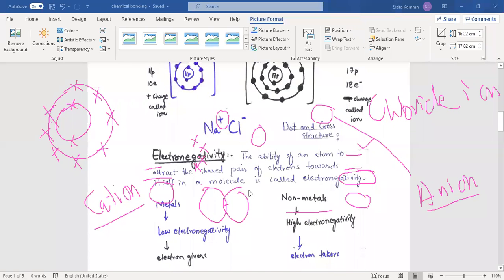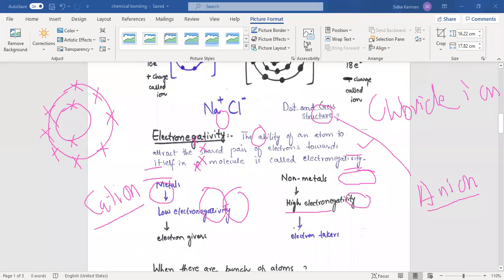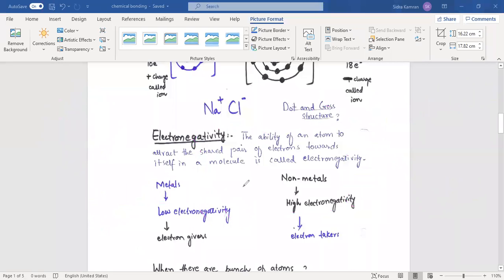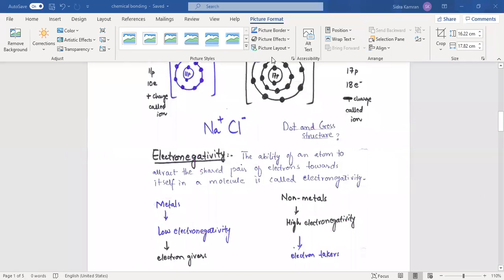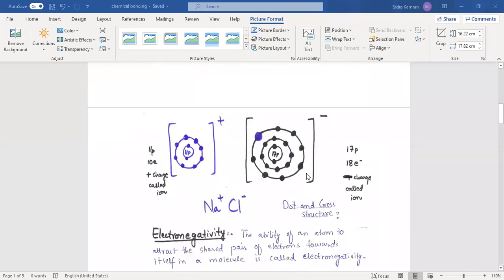What is electronegativity? Electronegativity is basically the ability of an atom to attract a shared pair of electrons towards itself in a molecule. This chlorine atom is electronegative, so it attracts the shared pair of electrons of the sodium. That's why sodium loses its electron and that electron moves towards the chlorine atom.